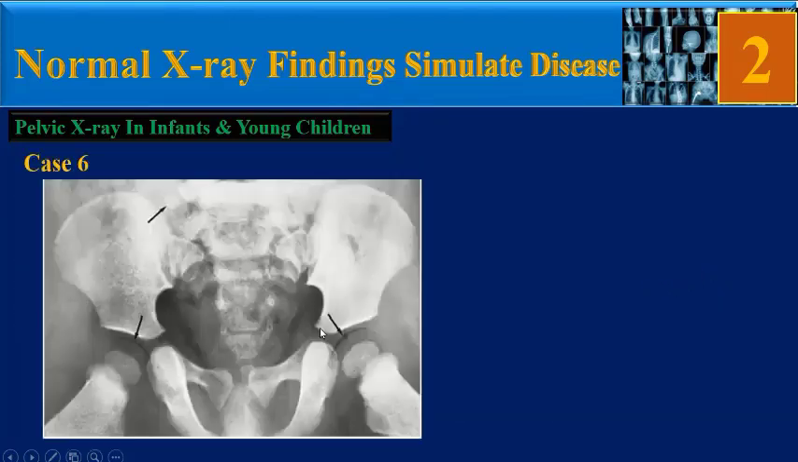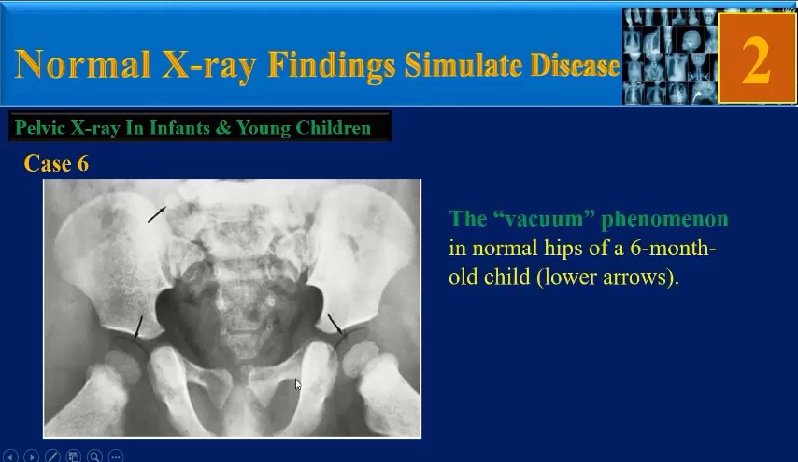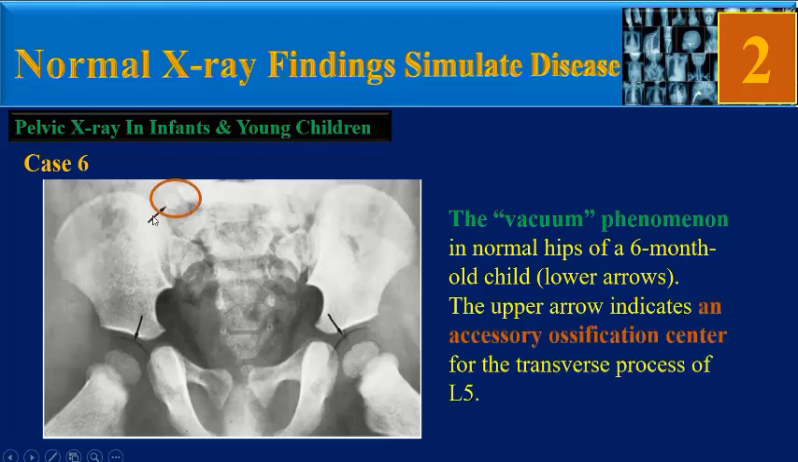Case 6. We can see an obvious vacuum phenomenon in the normal hips of a 6-month-old child, and also another finding: an accessory ossification center for the transverse process of the L5 vertebra.